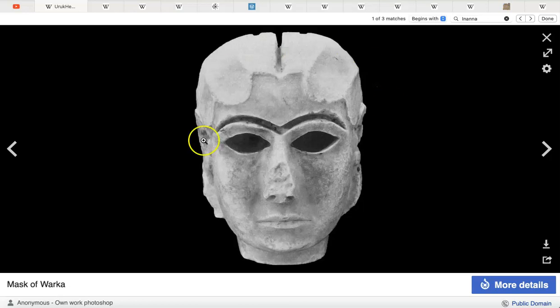And there she is. I put her up so you can get a good look at her. Notice her nose is missing. This statue has been defaced as well. When the nose is missing, that is deliberate. So yeah, that was the summary of Inanna's descent into the underworld.